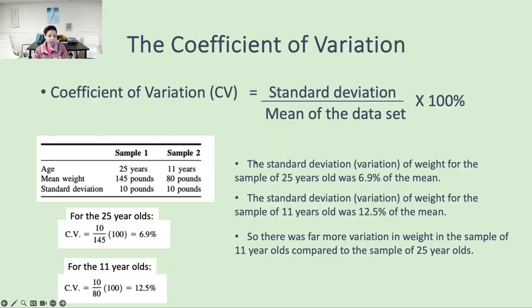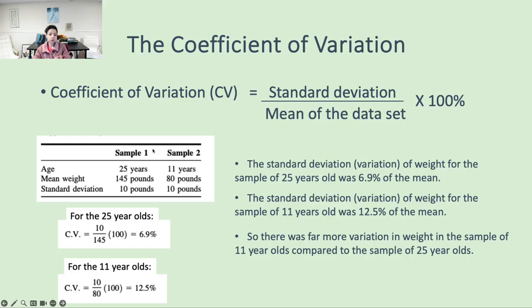And the way we calculate this coefficient of variation, we take the standard deviation, divide by the mean of the data set, and multiply by 100. So we're going to get a percentage. And that percentage tells us how big that standard deviation is compared to the mean.